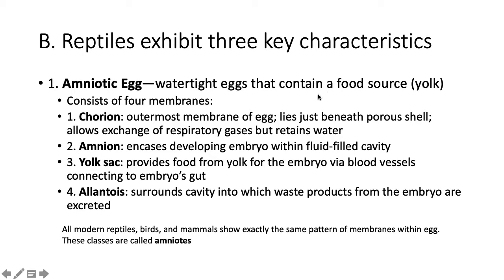Then we have the amnion, where the embryo is encased, and it's just a fluid-filled cavity. We have a yolk sac, which provides food for the embryo through blood vessels. And then finally the allantois, which surrounds the cavity, and this is where waste products are excreted from the embryo.